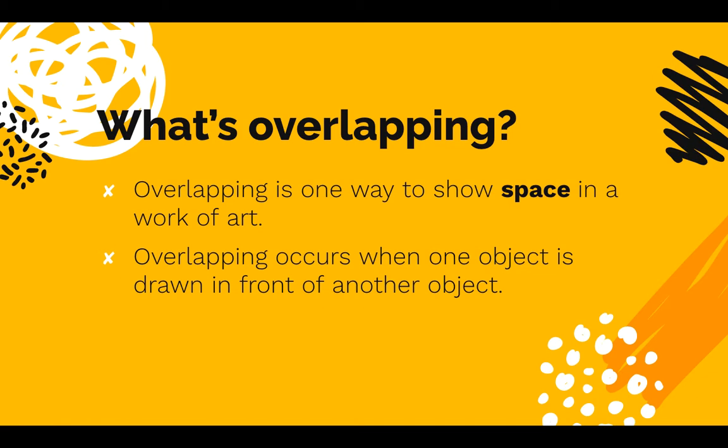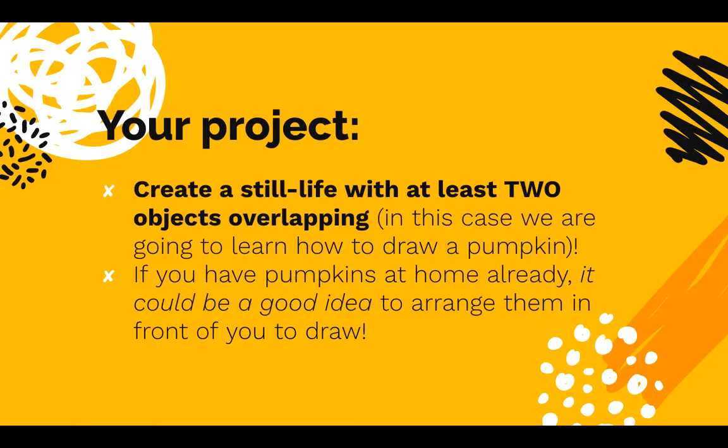Overlapping occurs when one object is drawn in front of another object. So for your project, we're going to create a still life with at least 2 objects overlapping. You should have 3 objects total, but we want to have at least 2 that are showing overlapping. In this case, we're going to learn how to draw a pumpkin. If you have pumpkins at home already, it could be a good idea to arrange them in front of you and try to draw them.